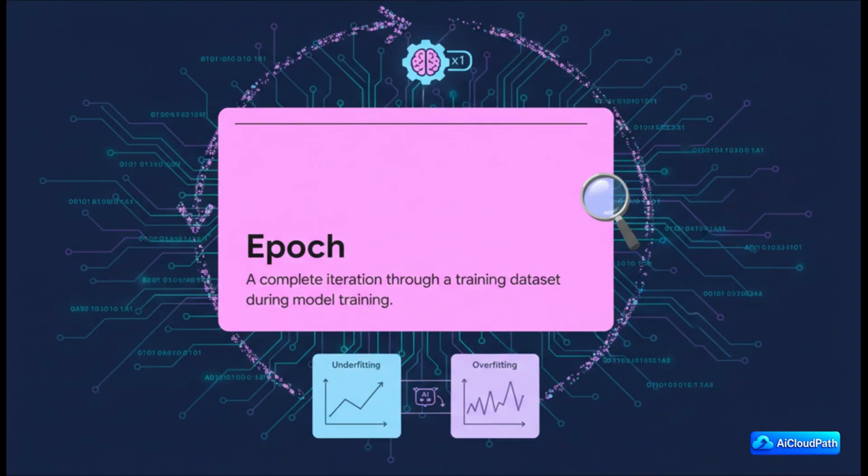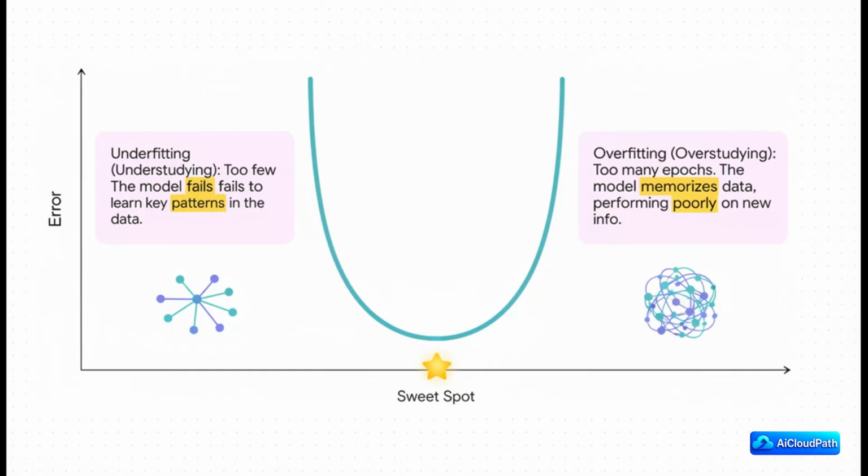And this is why it's a balancing act. You've got to find the perfect number of epochs. Too few and the model underfits. I love this analogy. It's like understudying for a test. You barely skim the book, you miss all the important stuff, and you totally bomb the exam. But if you have too many epochs, the model overfits. This is like overstudying. You've just memorized the textbook word for word. You can recite it perfectly, but the second you get a question you've never seen before, you're lost. The magic is right there in the middle.